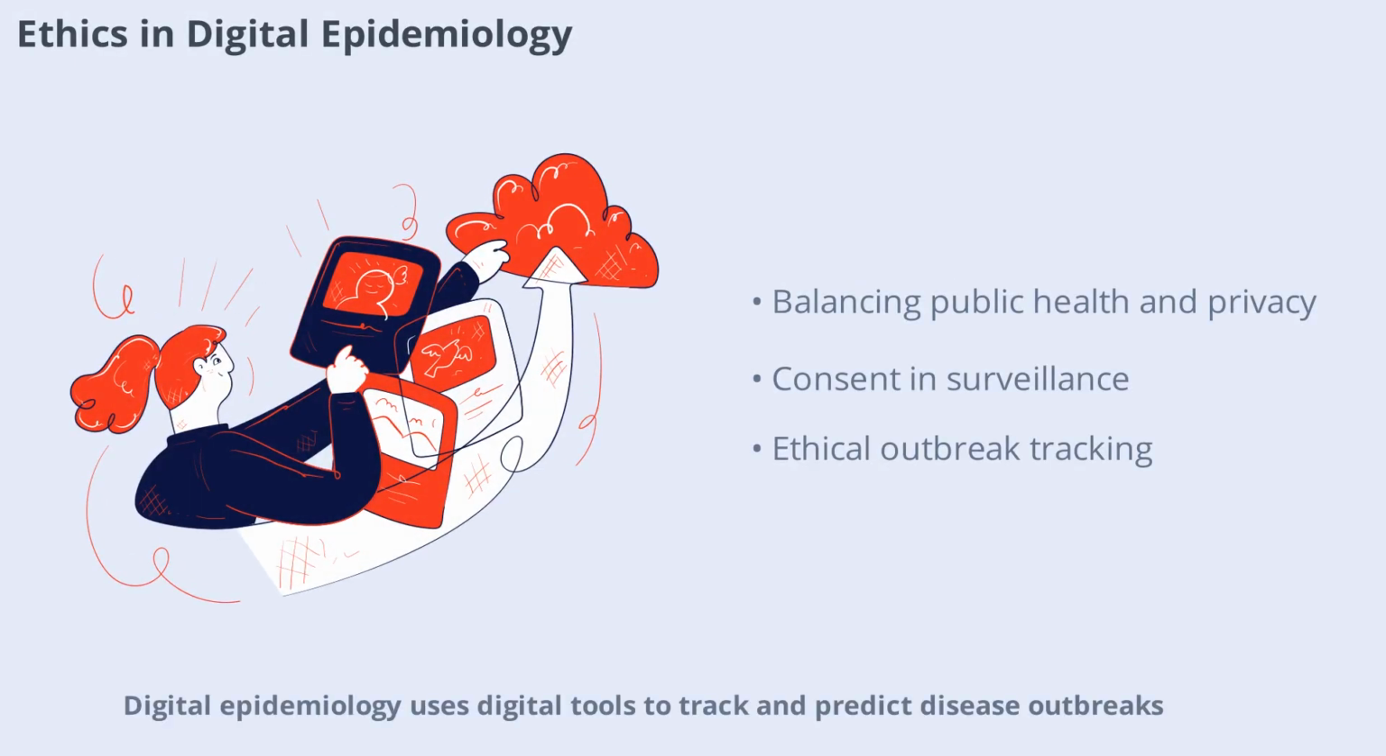Digital epidemiology uses digital tools to track and predict disease outbreaks. While this can improve public health responses, it also raises concerns about surveillance, privacy, and consent. Ethical digital epidemiology requires balancing public health benefits with respect for individual rights.